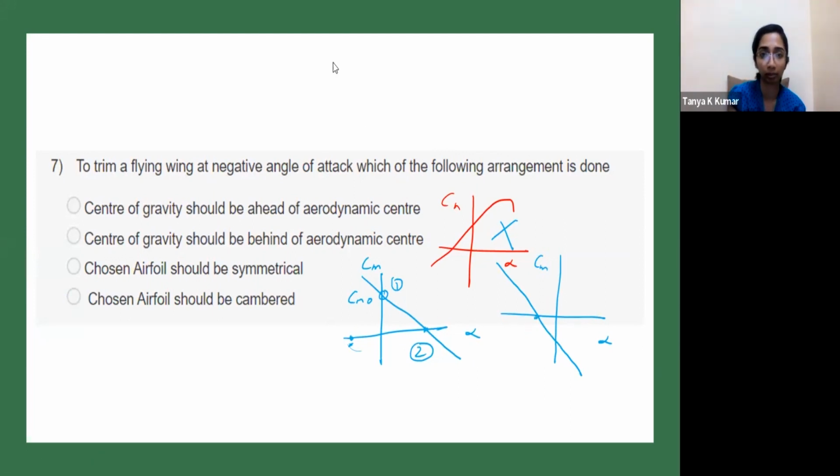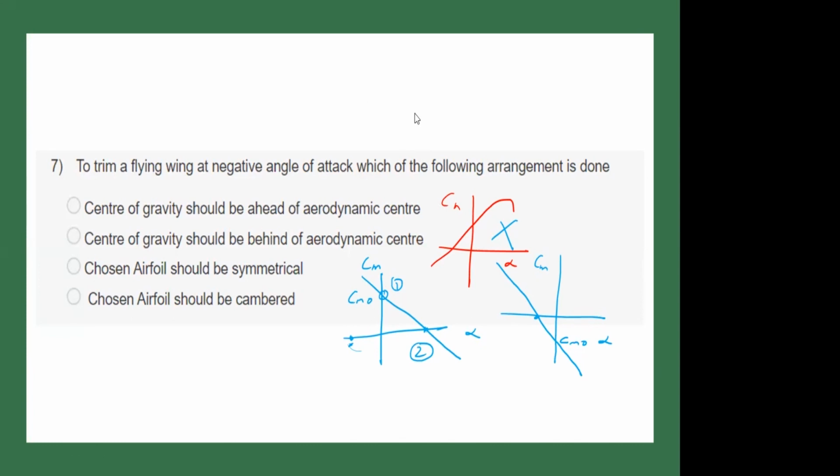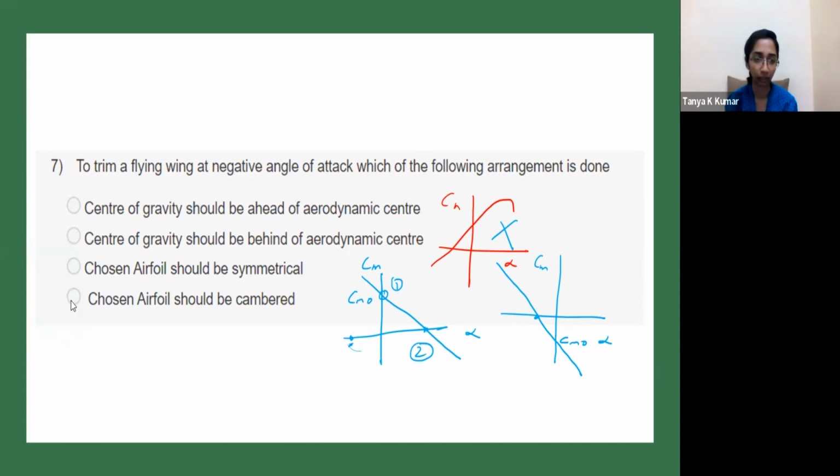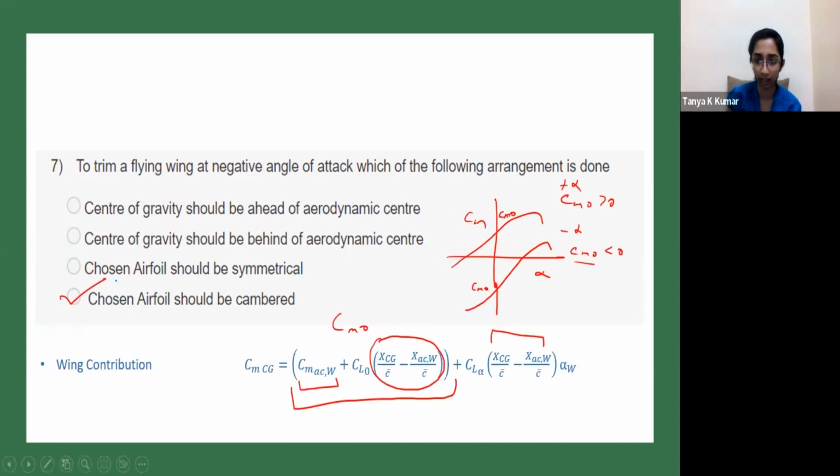So what does it mean? Negative intercept, right? So how do you get a negative intercept? Now this is CM naught and that is negative. Which of these options gives you negative CM naught? Exactly. The aerofoil should be cambered. Correct. So that was the option that we discussed, but the graphs were wrong. Okay, so this was wrong. I just wanted to discuss that.